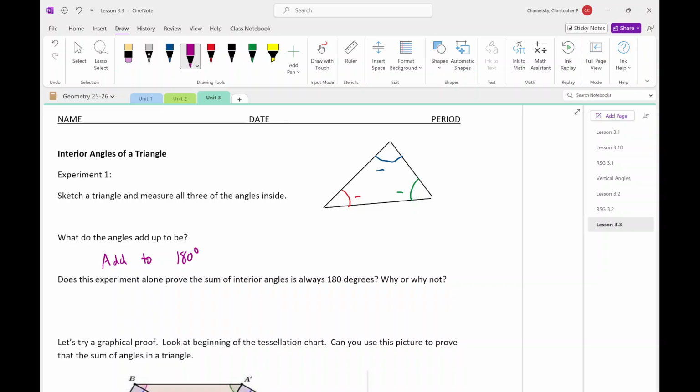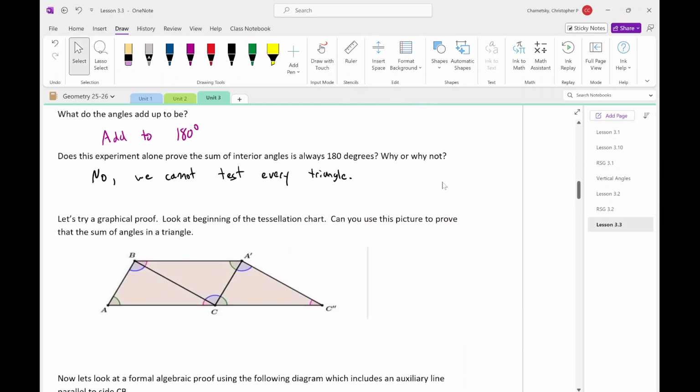So do we prove that this is always going to work? Well, no. We cannot test every triangle. There's an infinite number of triangles, so all we can do is verify. So we need something better. We're going to try this two different ways: graphically, and using a formal algebraic proof.